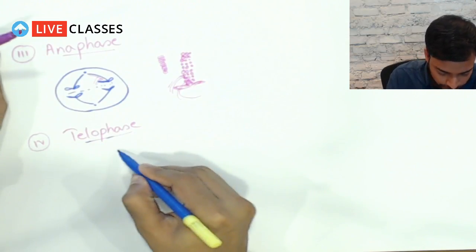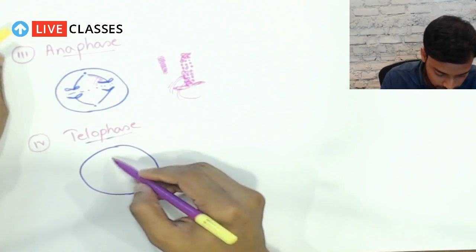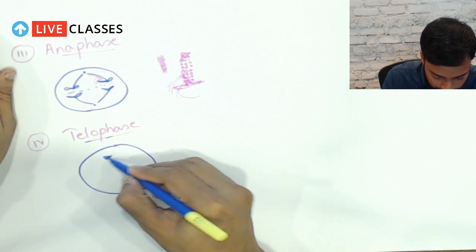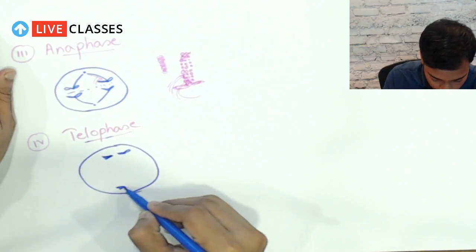So what happens in the telophase? So this is the cell. The nuclear membrane comes. So these chromosomes, these sister chromatids, have assembled over here at the poles.